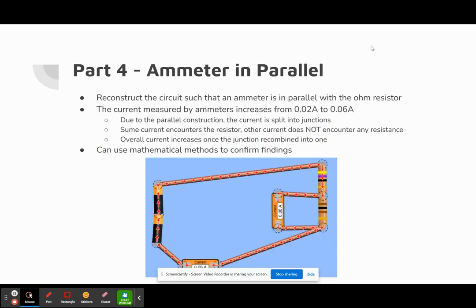For part 4, for our ammeter in parallel, when we reconstructed the circuit so that the ammeter is in parallel with the ohmic resistor, the current measured by the ammeters increased from 0.02 amps to 0.06 amps due to the parallel construction.